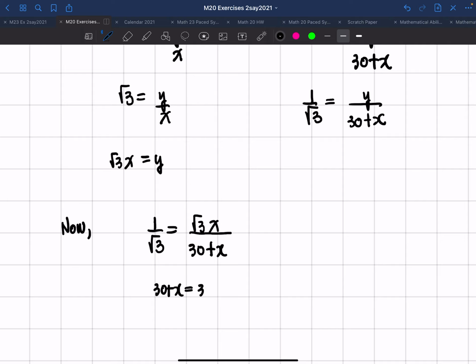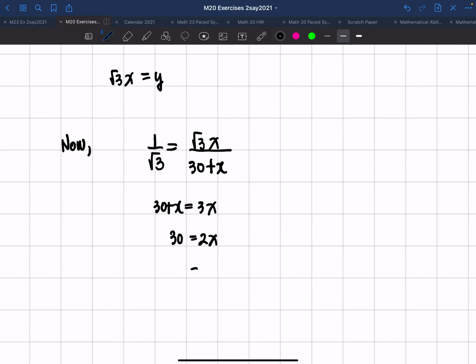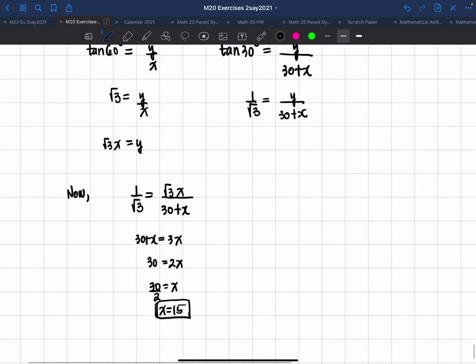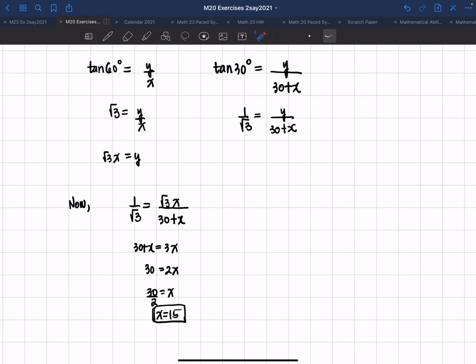So, 30 is equal to 2x, or x is equal to 30 over 2, which is 15. Tama. So, meron na tayong x. From here, makukomplete natin yung y. Therefore, y is equal to square root of 3 times 15, or 15 square root of 3.